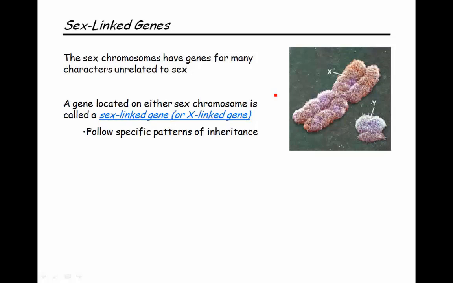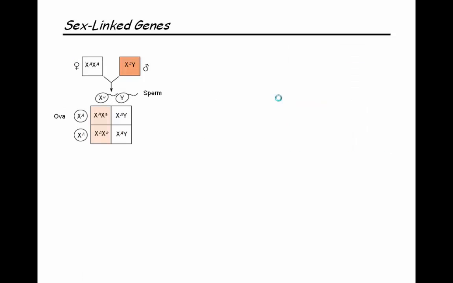These genes are going to follow specific patterns of inheritance because now we have a different number of alleles in our males versus our females. So in our females, we have different possibilities for the genotypes in that we can have homozygous dominant, homozygous recessive, and we can have heterozygous. When we're talking about the males, they only have one version there.